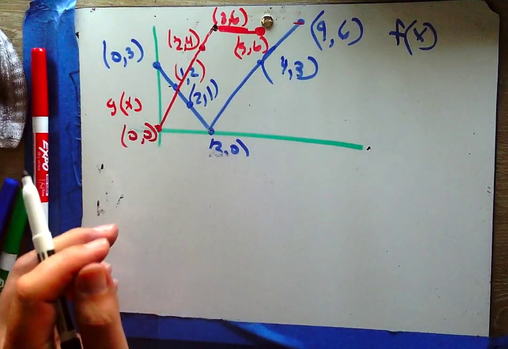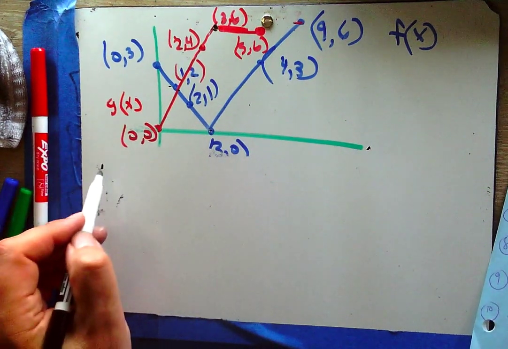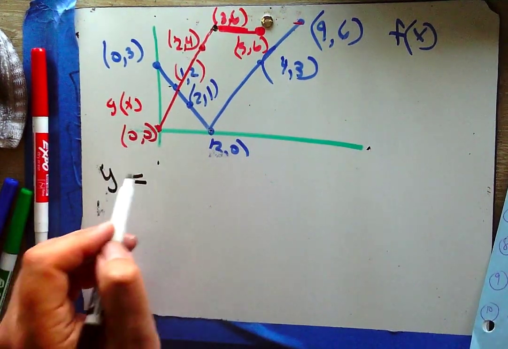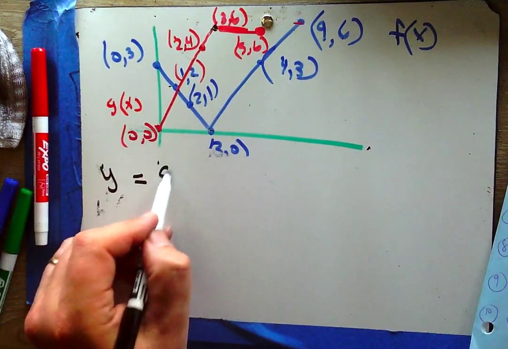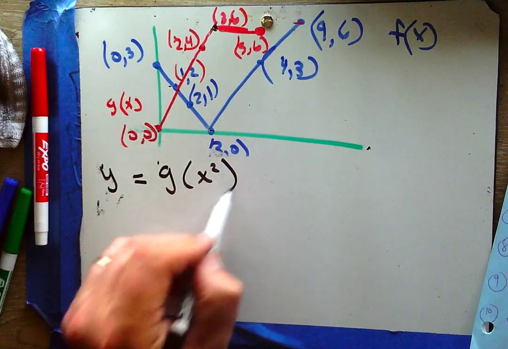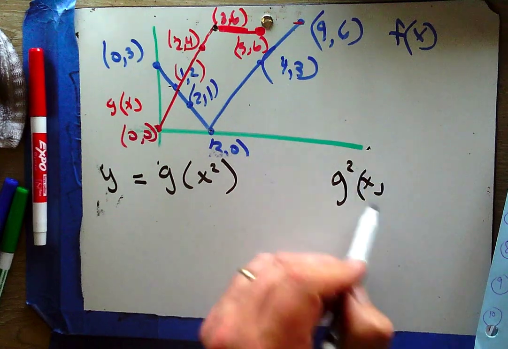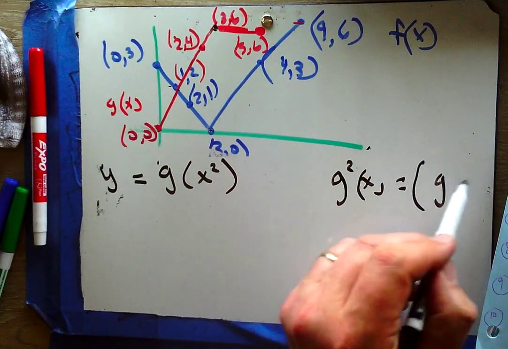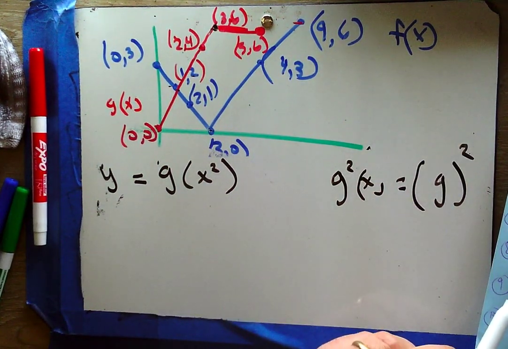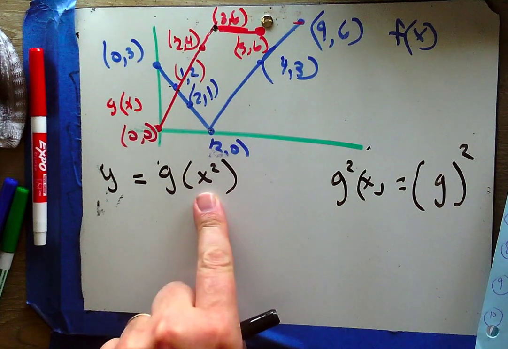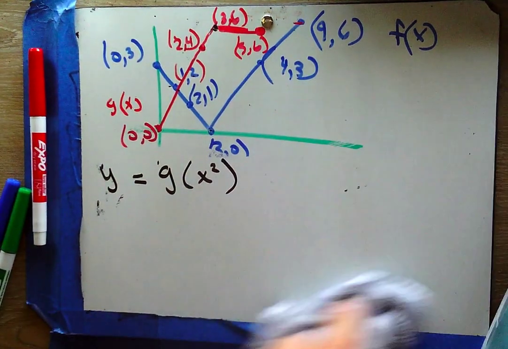All right, how about this? y equals g of x squared. Last time we did g squared of x. We had the g on the inside and the squaring on the outside. Now I'm putting the squaring on the inside. So, show me what you get.